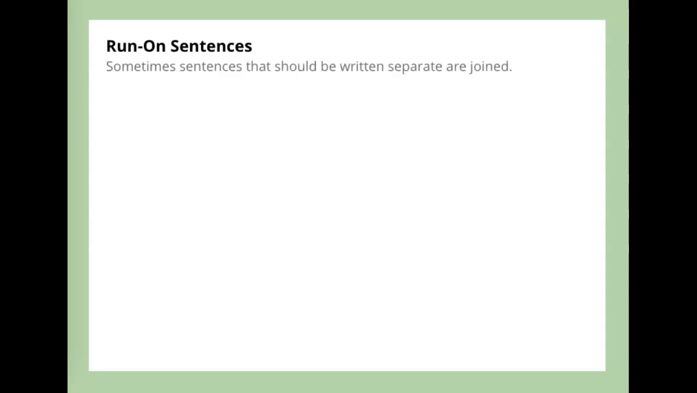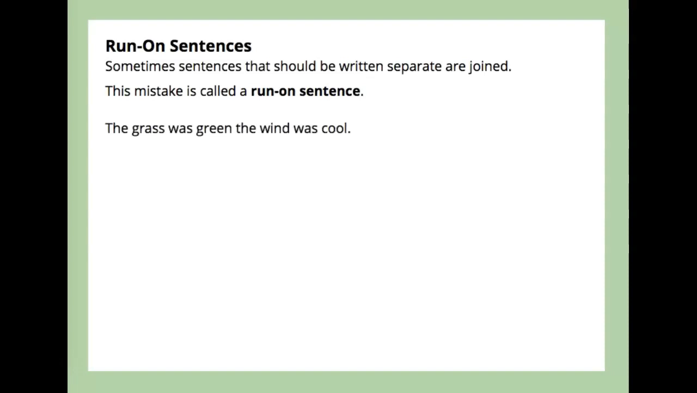We're going to learn about fixing run-on sentences. What are run-on sentences? So sometimes sentences that should be written separately are joined together. And this mistake is called a run-on sentence. Take a look at this example. The grass was green, the wind was cool.